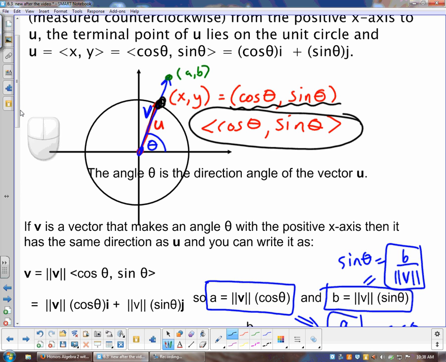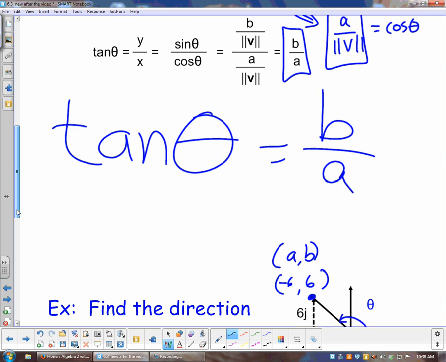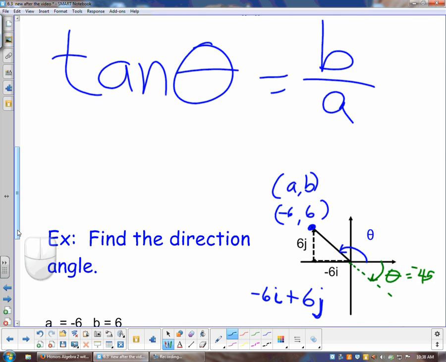So there's some vector v that ends at some point a, b. Exactly. So let's take a look at a sample problem. Say we're supposed to find the direction angle of this vector. Let's say this vector is the vector negative 6, 6. So we know it's going from 0, 0 to negative 6, 6. Is that point on the unit circle? No. There's a unit circle that would be really little right here, but that point's way past that.